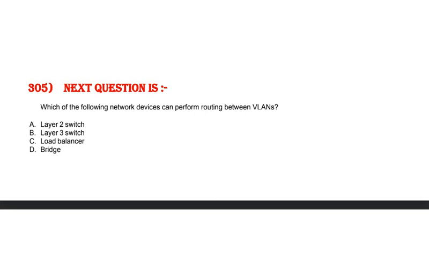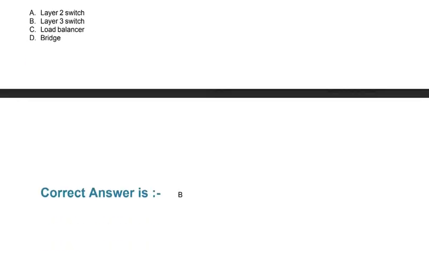Question is, which of the following network devices can perform routing between VLANs? Option A, layer 2 switch. Option B, layer 3 switch. Option C, load balancer. Option D, bridge. Correct answer is option B.